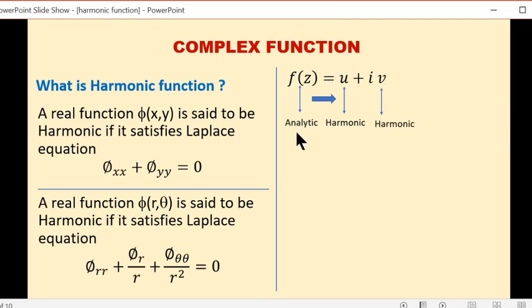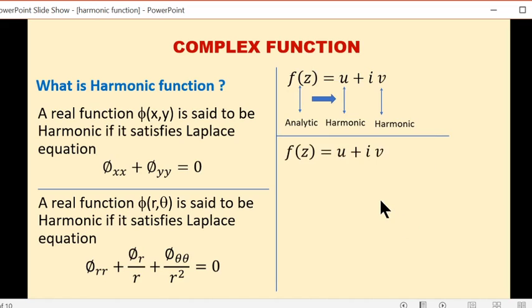So this is the first concept, which we have already seen. If a function f of z is analytic, then the function u, which forms the real part of f of z, is harmonic, and the function v, which forms the imaginary part of our complex function, is also harmonic. So this is concept number 1.